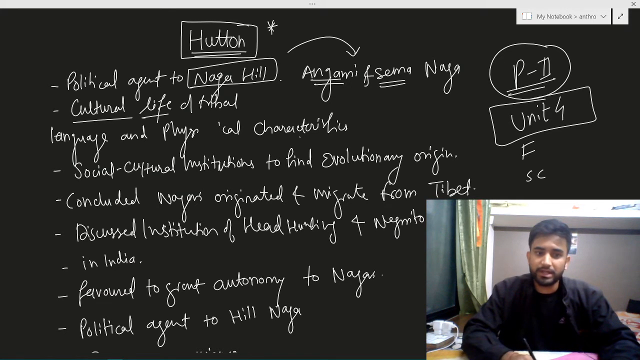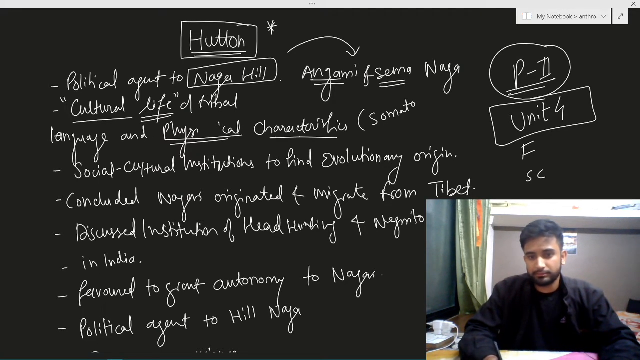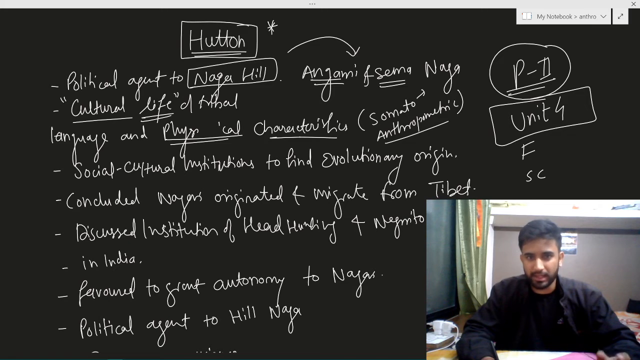Now he also studied the cultural life of the tribes when he was there. Then language and physical characteristics. Physical characteristics here means somatotype or anthropometric measurement. What is somatotype? We'll do it in paper 1. Somatotype is a type of body physique, and anthropometric means the measurement of the body. So when Hutton was posted there, first he acted as a political agent, then he studied the cultural life of the tribe, then the linguistic as well as physical characteristics.